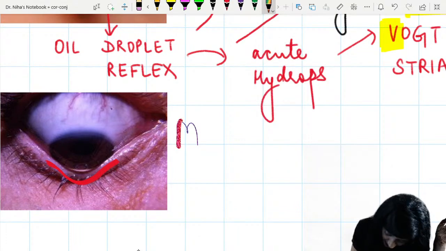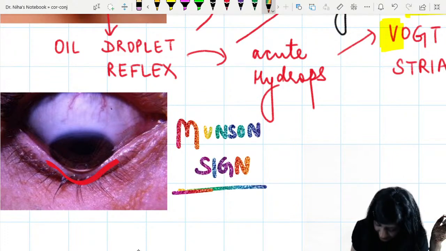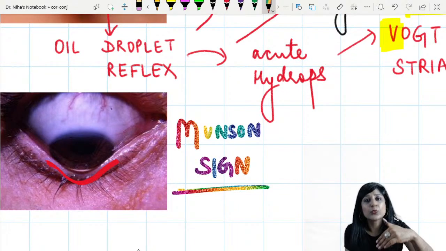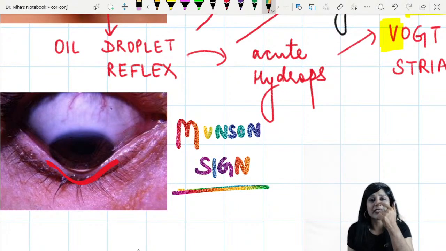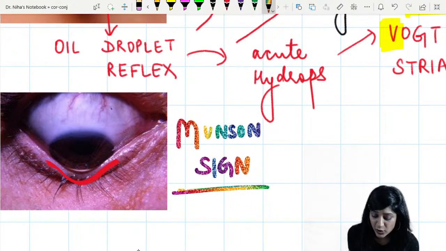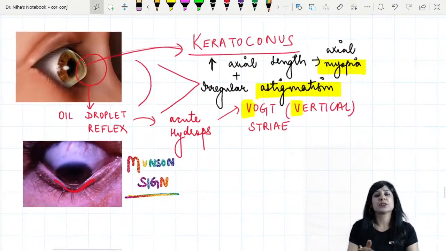This sign is called Munson sign. Munson sign is actually seen in keratoconus. When the patient looks in the downward gaze, there is a localized indentation, a localized bulging of the lower eyelid. This is called Munson sign. Who will tell me the treatment of keratoconus now?